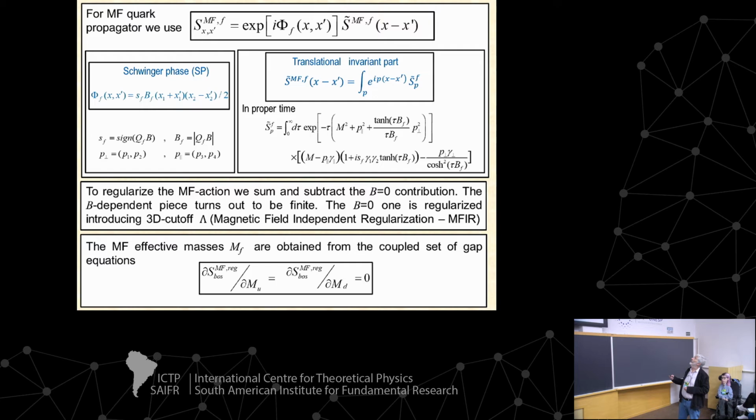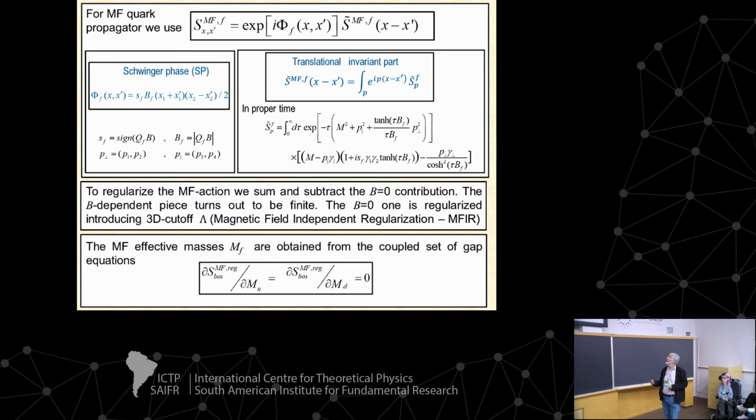Since this is translationally invariant, it can be Fourier transformed. And I will use the Schwinger form. As William showed, this can also be written in terms of the sum over Landau levels, but I will use this particular form. So the Schwinger phase is given here, and of course the Schwinger phase is not gauge invariant, and it's not translationally invariant.